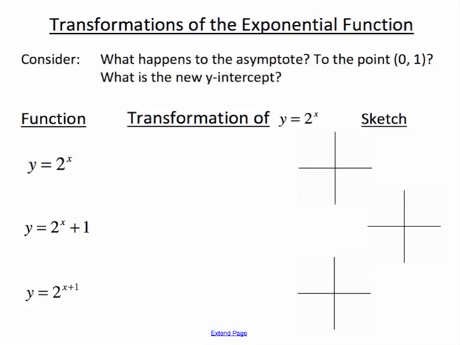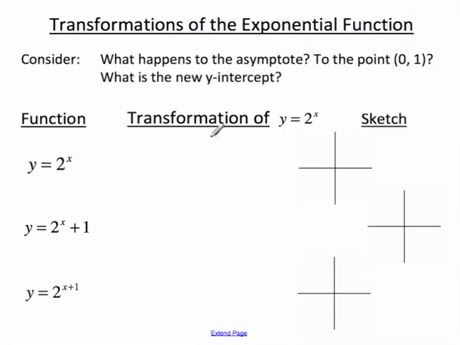The exponential function can be transformed according to all the same rules as other parent functions. There are a few basic questions to keep in mind when transforming exponential functions that'll make sketching easier. First, what happens to the asymptote? What happens to the point 0, 1? And what's the new y-intercept? So let's take a look at a few different examples to illustrate these points.